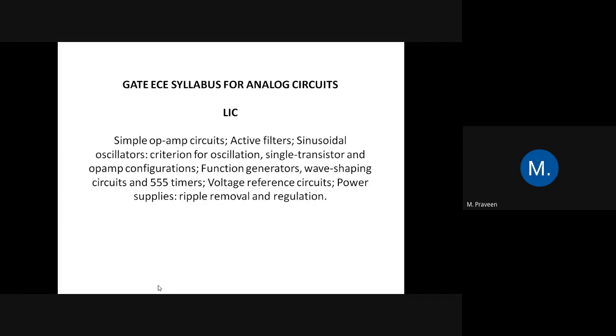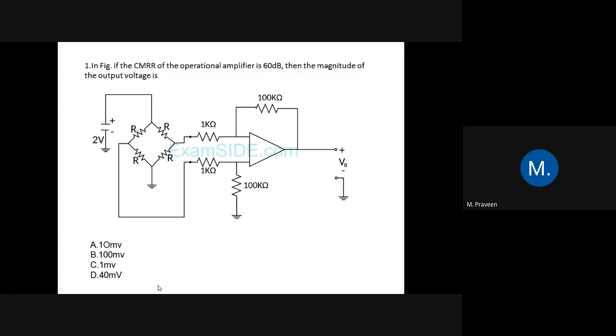If you take the enhanced syllabus from unit 1 to unit 5, all 5 units are very important. In a GATE question paper, you will have at least 3 questions from LIC and 3 questions from electronic circuits. Now let's move on to the first question.